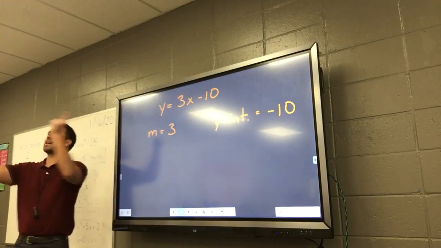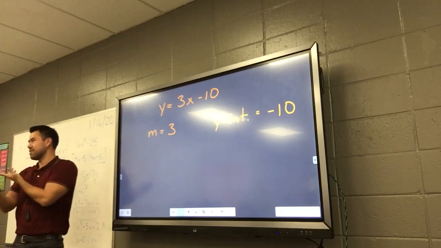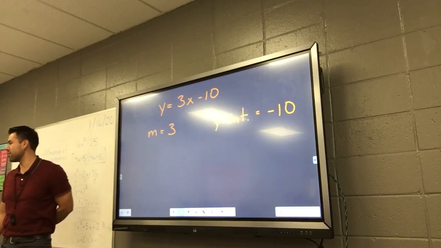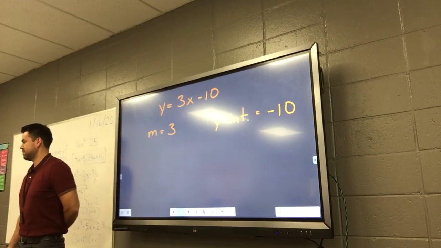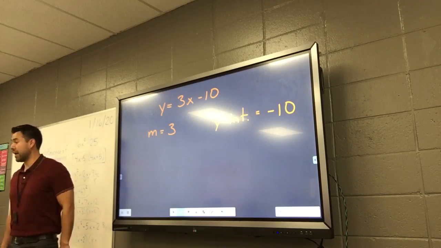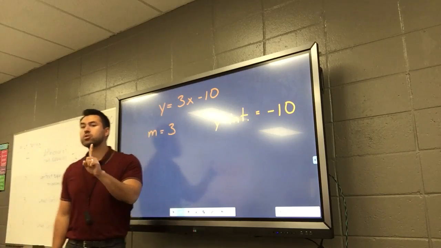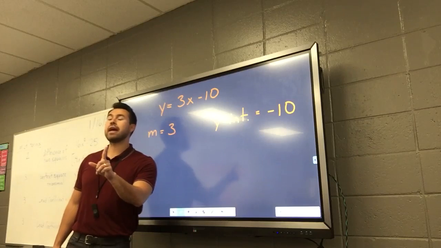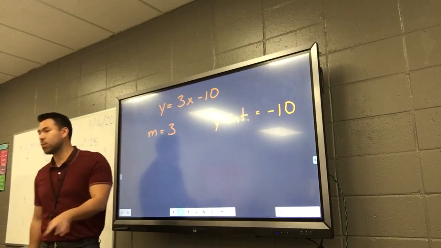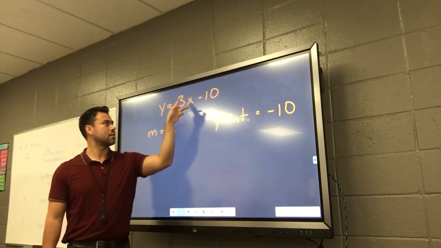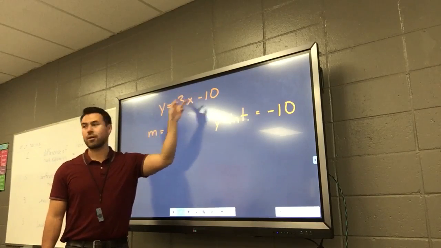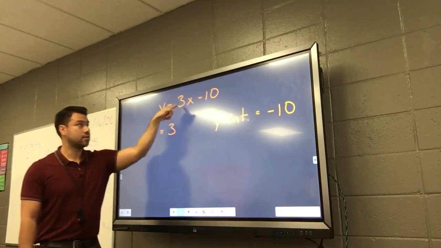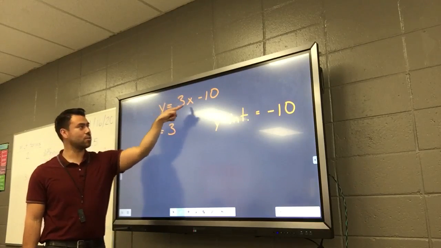But why isn't it switched? Why can't it just say that? Yep, Carly? Okay, listen up, guys. Your slope is always multiplying x. So what number is multiplying x? Go ahead and say it. 3. 3 is multiplying x, right? These two are being multiplied.